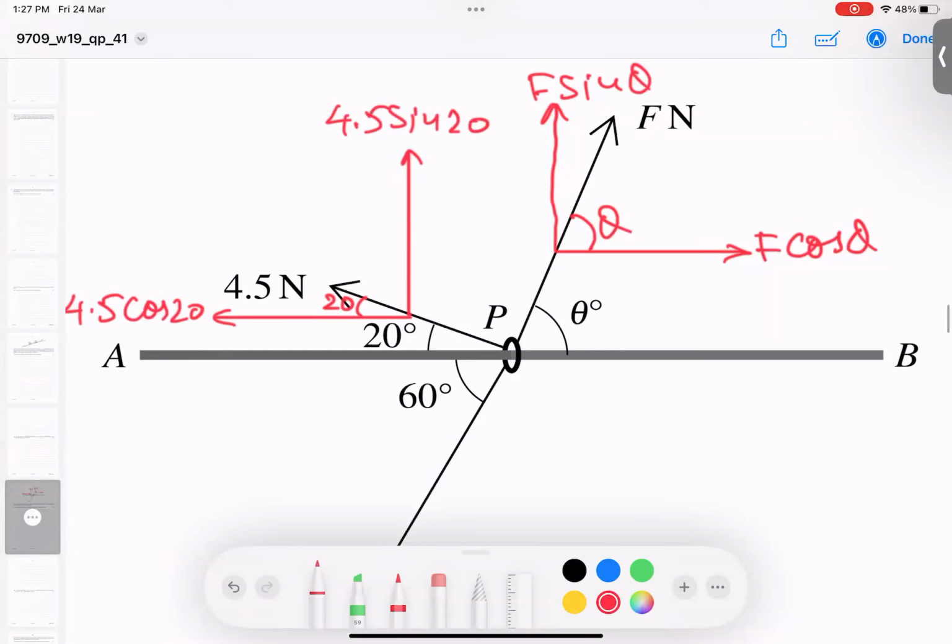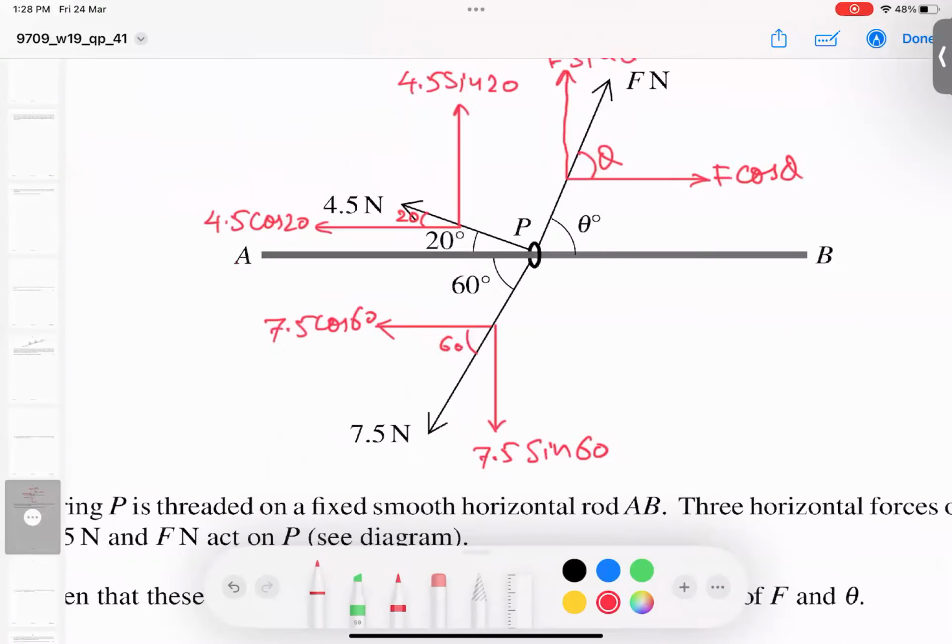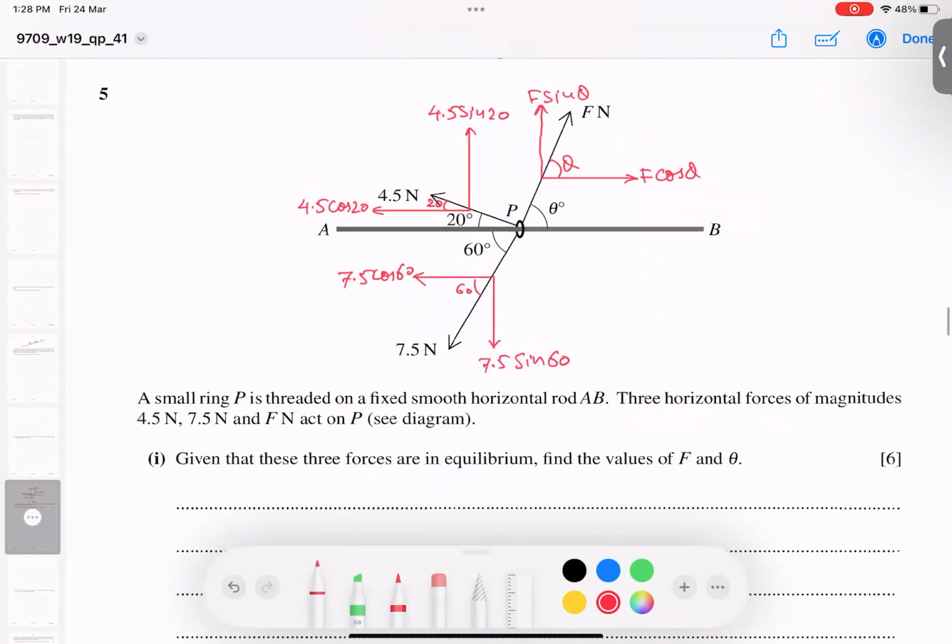And let's talk about the last force. This force also has two components, sorry, one along x, one along y. This angle is 60, so I make it 60 here. So this becomes 7.5 cos 60, and this becomes 7.5 sine 60. So resolving components, alhamdulillah, I believe nothing is hard.